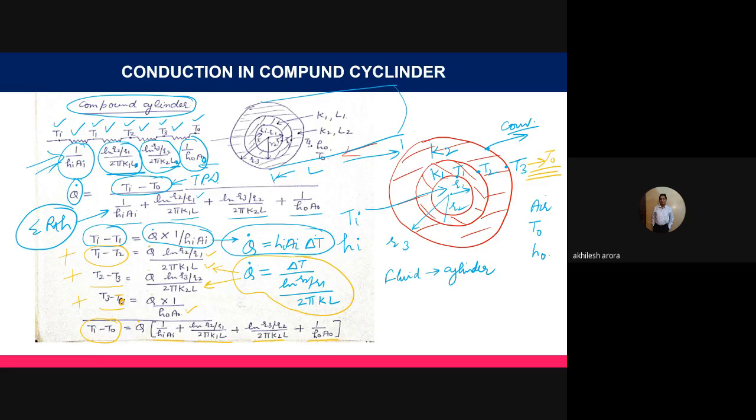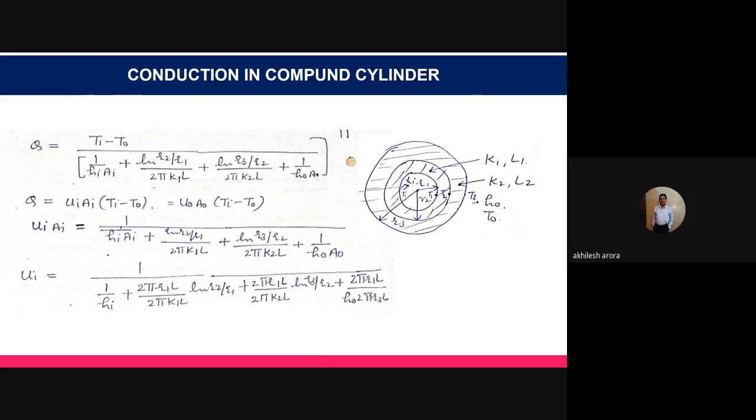Okay. And then finally I can now put the values here. This is the value of the Q dot, Ti minus T naught. And these are the various resistances which come in the denominator.